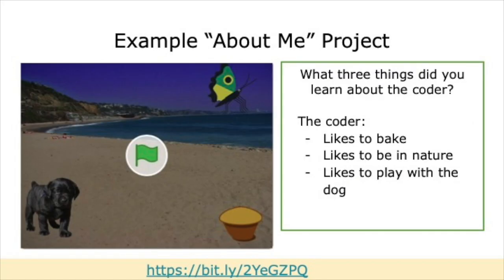And the 3 things we learned about the coder is that they like to bake, they like to be in nature, and they like to play with their dog. So again, it's an About Me project, so the ideas or what the sprites should say and what the sprites are in the project should be personalized to each of the students, which you are going to do for us. First you're going to do your planning, and then tomorrow we'll do the build.